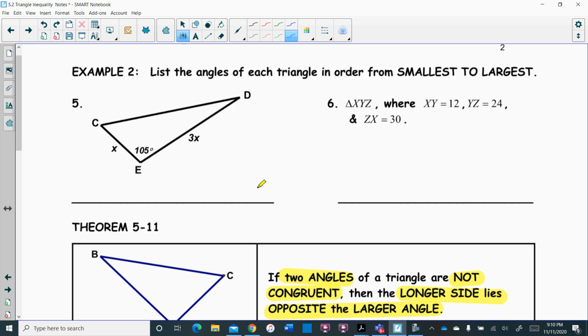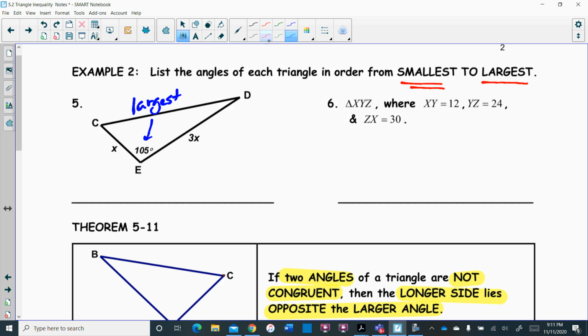So in this example 2, they want us to list the angles in order from the smallest to the largest. Since we're trying to find smallest to the largest, I have to start off with that smallest part. Well, I look at what's given, and right off the bat, since I'm given this angle 105 and it's obtuse, then if I have an obtuse angle in the triangle, the other two have to be acute. They have to be smaller. So that lets me know that right off the bat, this would have to be the largest side because it's opposite the largest angle, okay?